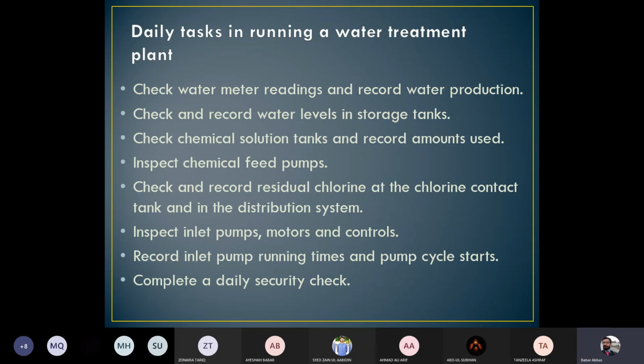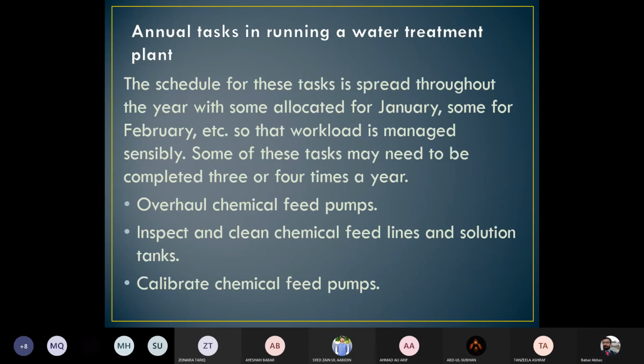Then there are some daily tasks in running a water treatment plant. For example, check water meter readings and record water production. Check and record water levels in storage tanks. Check chemical solution tanks and record amounts being used. Inspect chemical feed pumps. Check and record residual chlorine at the chlorine contact tank and in the distribution system. Inspect inlet pumps, motors and controls. Record inlet pump running times and pump cycle starts. Complete a daily security check. These are almost all the work of the environmental engineer.